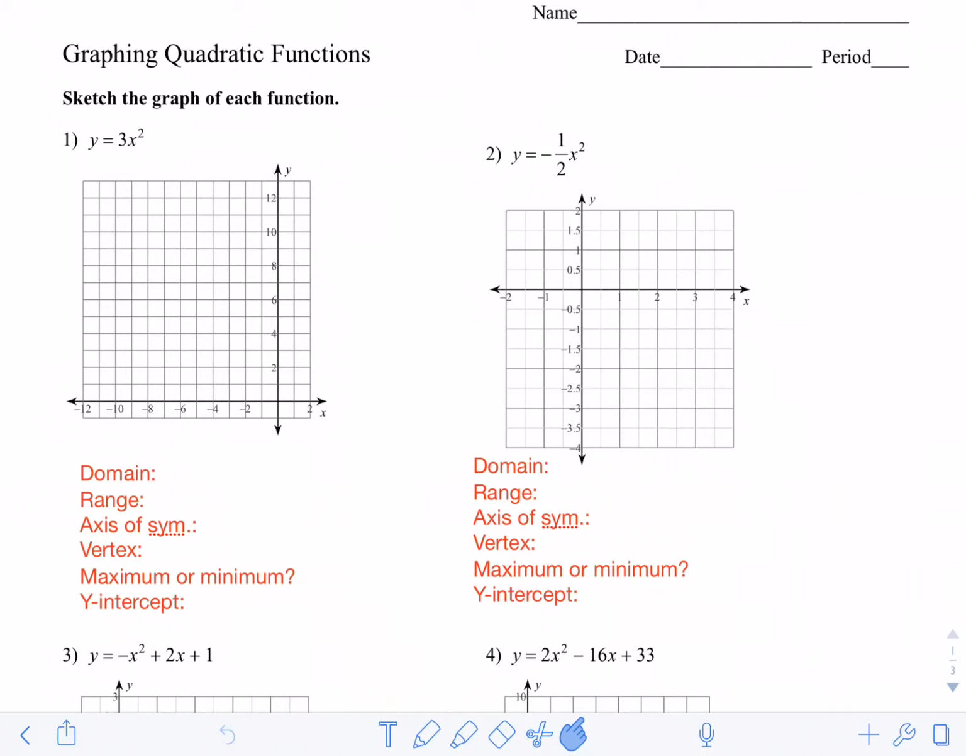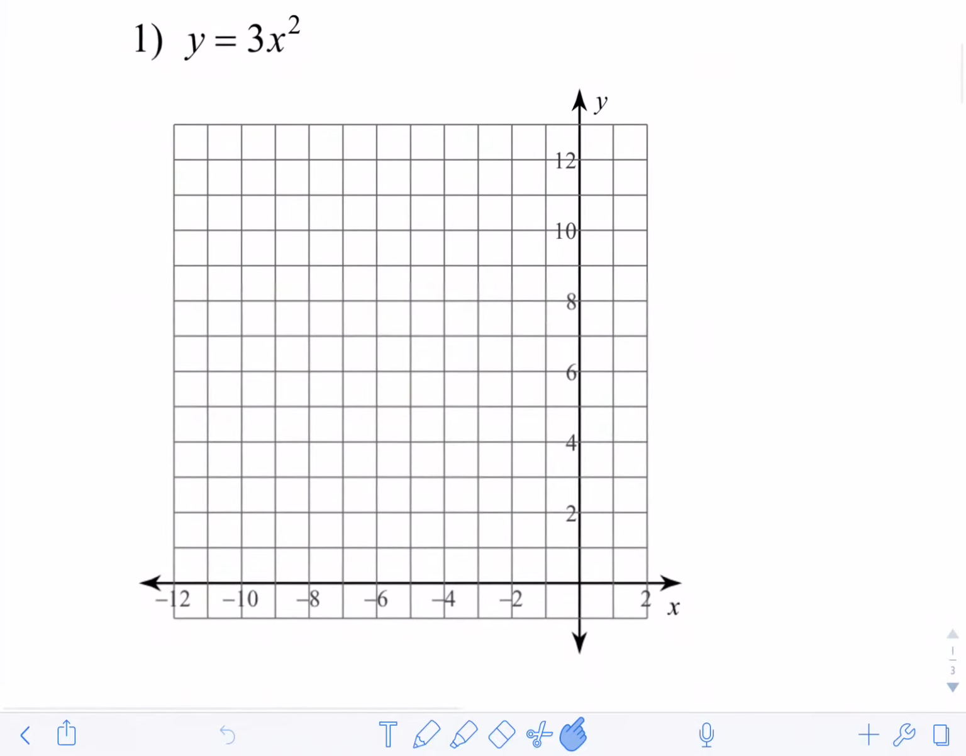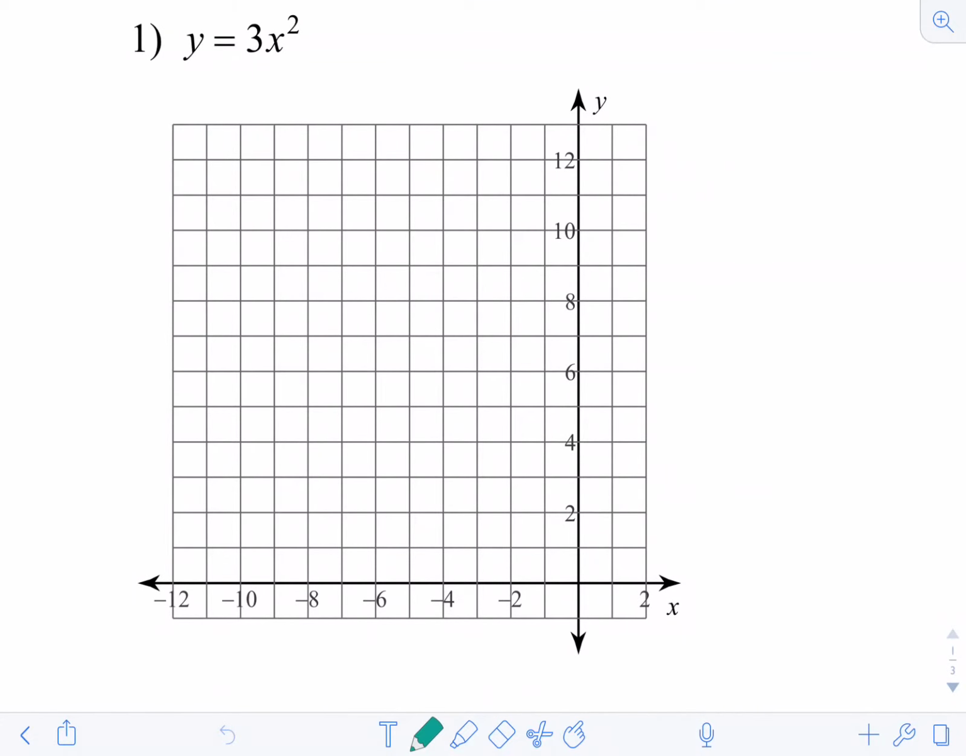When I go to my table, the first point that I'm able to plot is negative 2, 12. So I'm going to zoom this in and plot negative 2, 12. Next point I can plot is negative 1, positive 3. Then I have 0, 0, 1, 3, and then 2, positive 12. Okay, so you're going to connect your dots.